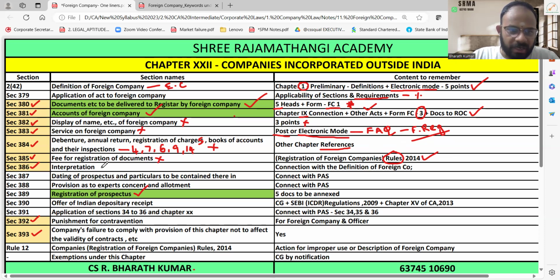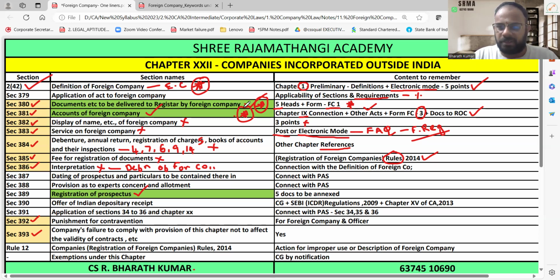Interpretation. Again, nothing, because they will interpret the definition of foreign company, which you already covered in section 2, subsection 42. So this also is important. So section 2, subsection 42 is important. 380 is important. 381 is important. See, why I am saying important? Because in other sections also it will connect. You will get that in the question.